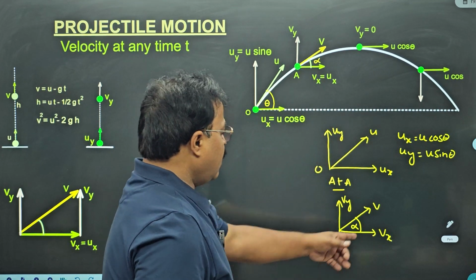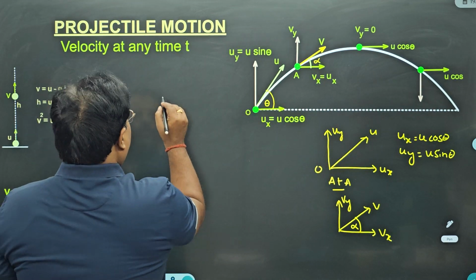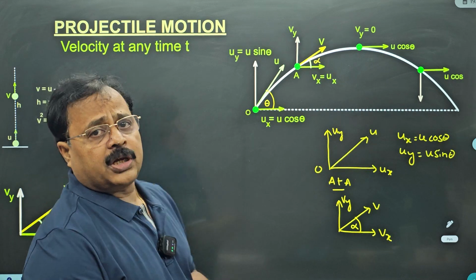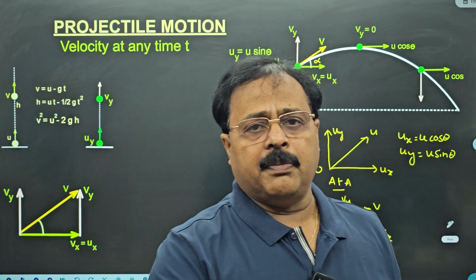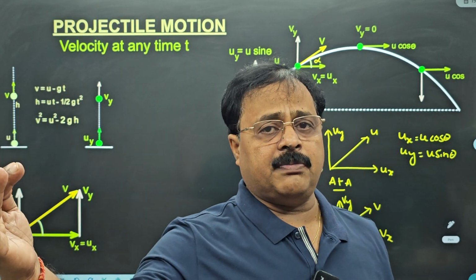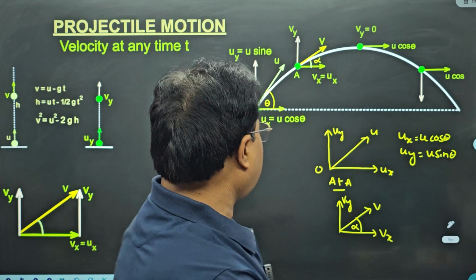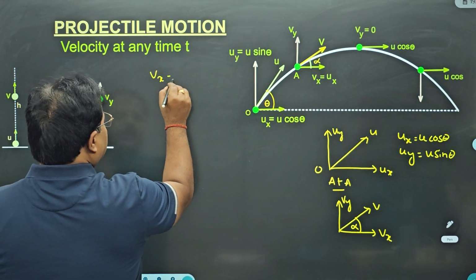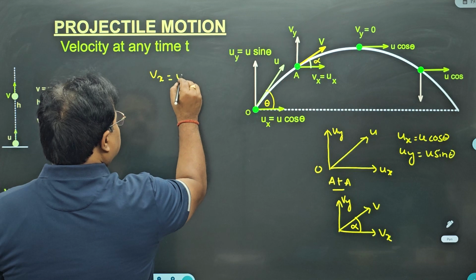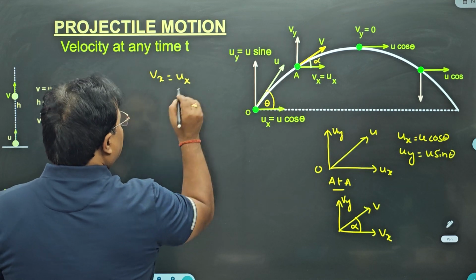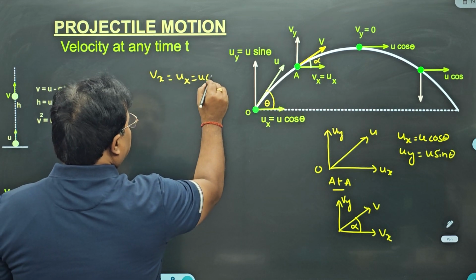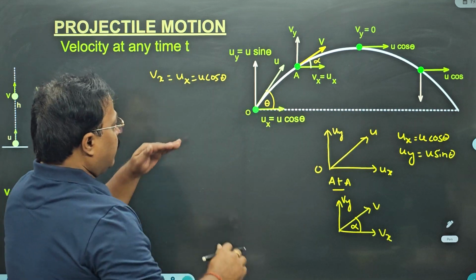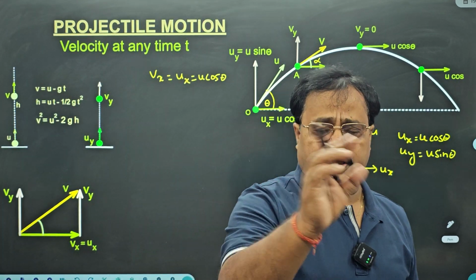Okay, my dear students, what is vx? You know, in a projectile motion, the horizontal velocity remains constant, as I had discussed in my first class of projectile motion. So at A, the horizontal component of velocity is equal to the horizontal velocity at the point of projection, which is equal to u cos theta, because the horizontal velocity in a projectile motion does not change.